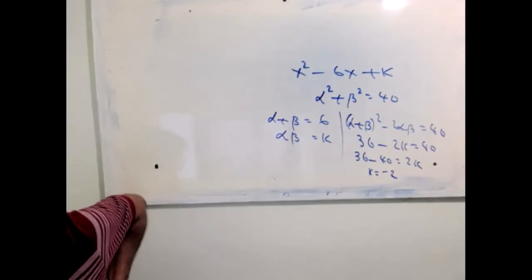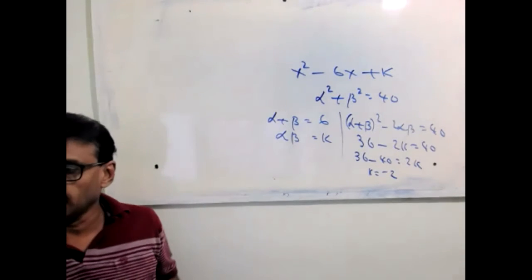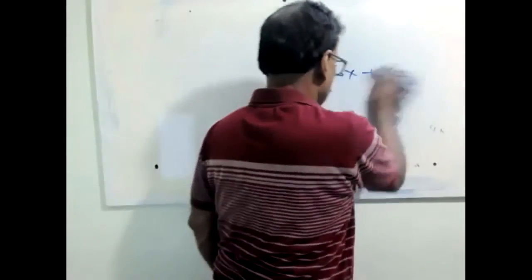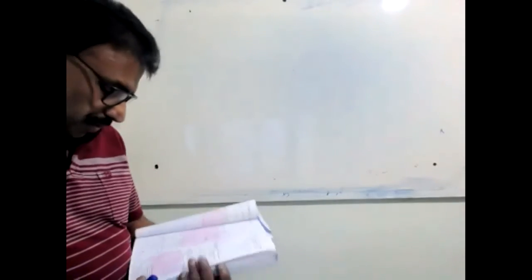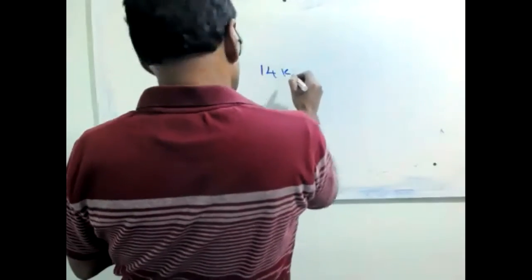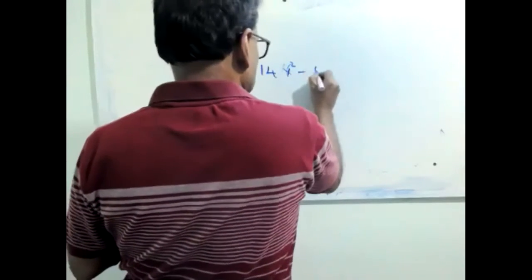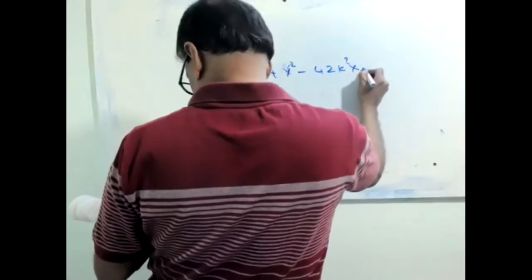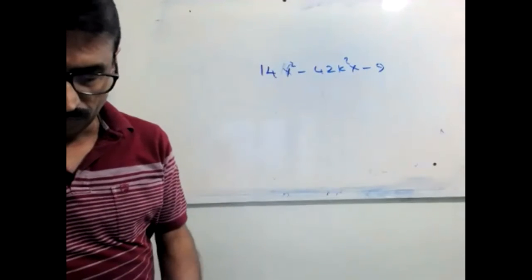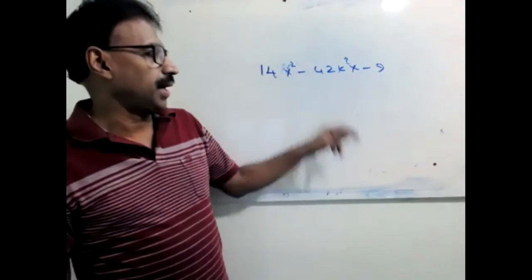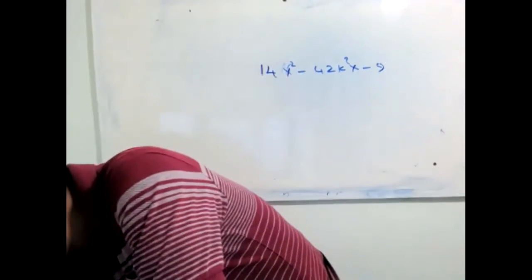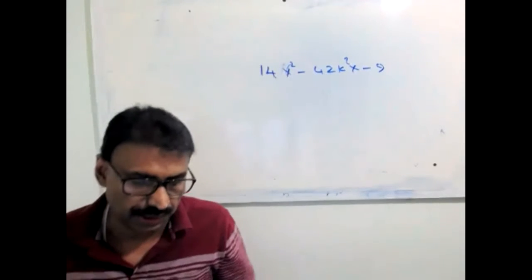Okay. If one of the zeros of the quadratic polynomial 14x square minus 42k square x minus 9 is negative of the other, find the value of k. Okay, find it first.